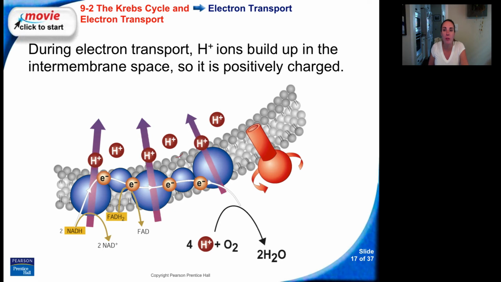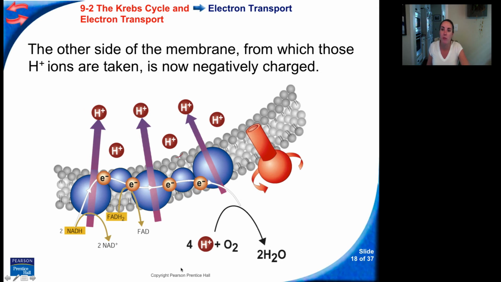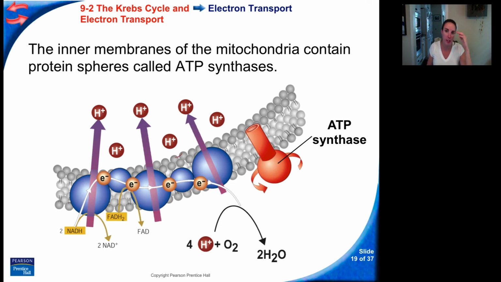During electron transport, hydrogen ions build up in the intermembrane space, so it becomes positively charged. We're going to create this charge difference, just like in a battery, that's going to power making ATP. Okay, it's going to power the pump that makes ATP. So we got to make this charge difference. So inside is now more positively charged, outside is more negatively charged. So the other side of the membrane from which those hydrogen ions are taken is now negatively charged. So we've created this charge difference.